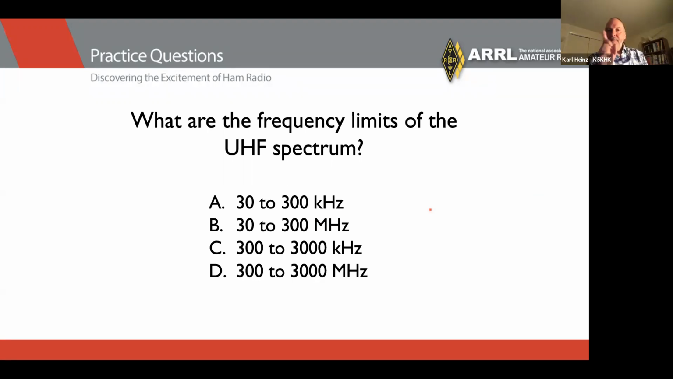So let me give you a tip here. None of these numbers that we are dealing with are kilohertzes. So that already rules out two of these answers. A and C are not the right answer because they are dealing with kilohertzes. So that leaves 30 to 300 and 300 to 3000. What was 30 to 300? It was the one we just did, which was the VHF.